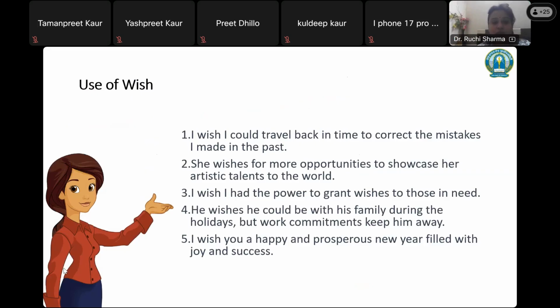Can you read that out and tell me the tense about it? I wish I had the power to grant wishes to those in need. It's again another wish, but in past tense now. And the impact of that wish would be in future for certain people, but it is again something that is an unfulfilled desire. Okay. Look at the next sentence.